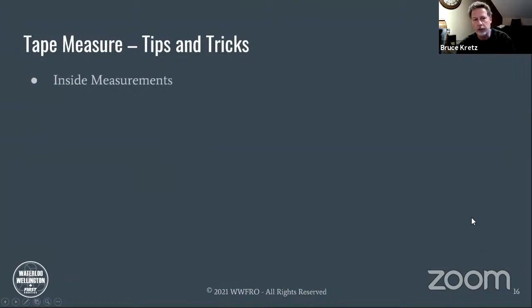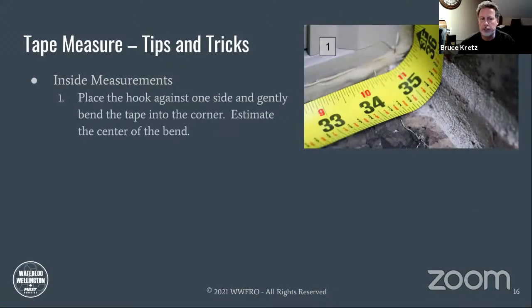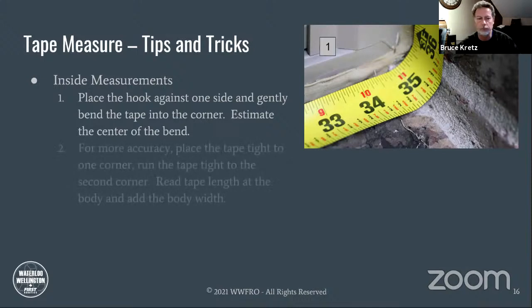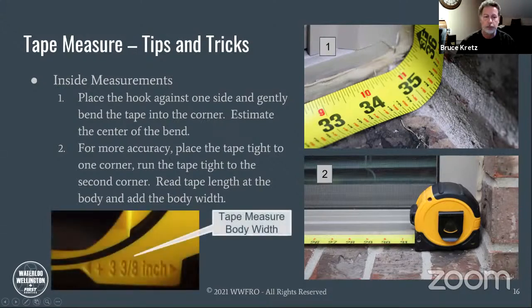Inside measurements can be a little bit tricky. Two ways to do it. You can place the hook against one side and then gently bend the tape into the corner, and then you have to estimate the center of the bend. Not the most accurate, but it gives you a quick idea of what the inside dimension is. For more accuracy, you place the tape tight to one corner, then run the tape out tight to the second corner. You read the tape length at the body, which would be right here, and then add the body width. The body width is typically shown on the side of the tape. In this case, you would read your measurement, add 3 3/8 of an inch, and then you have a more accurate inside dimension.